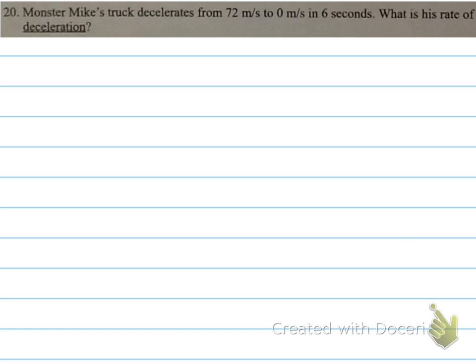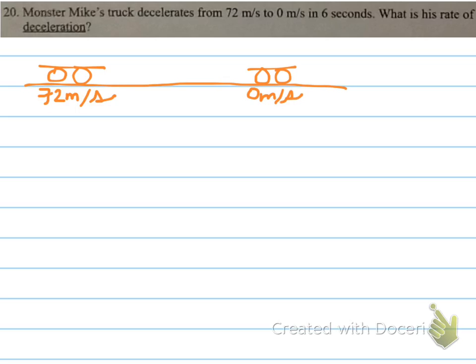Lastly, number 20, Monster Mike's truck decelerates from 60 meters per second to 0 meters per second in 6 seconds. What is his rate of deceleration? So again, here we have our truck. And initially it's going 72 meters per second. Then it's going to be going 0 meters per second. And we know that this change in time is 6 seconds.